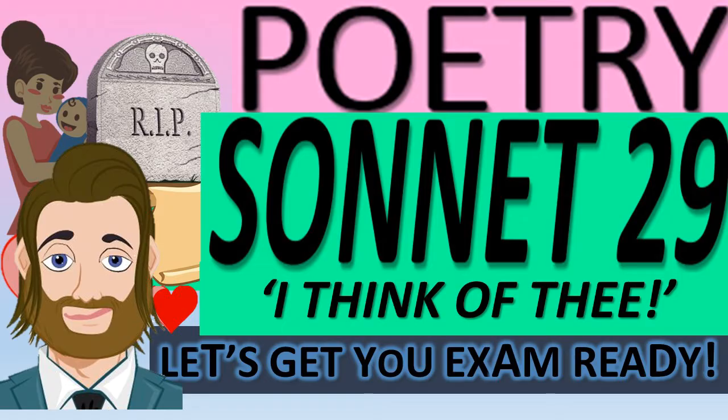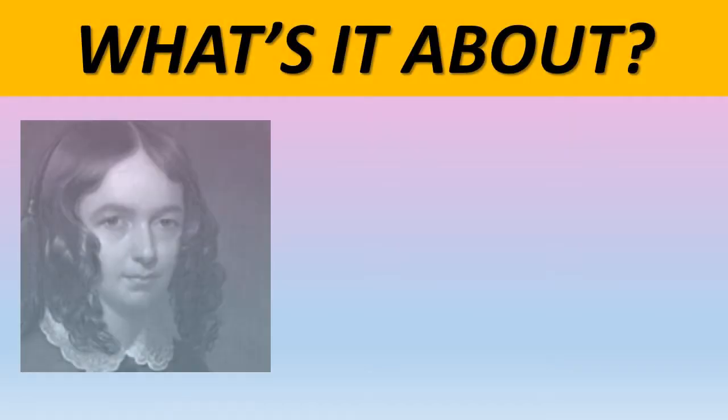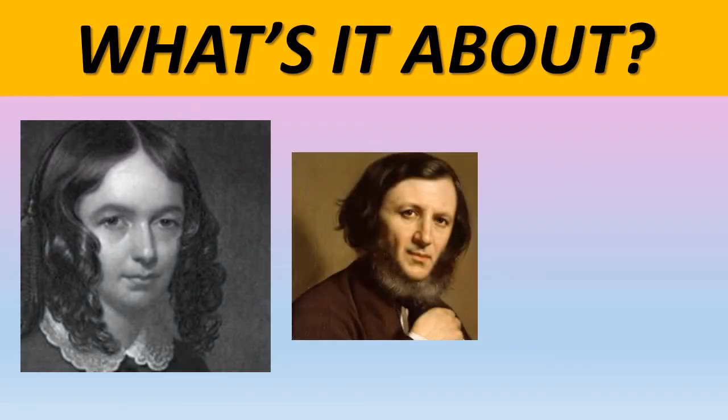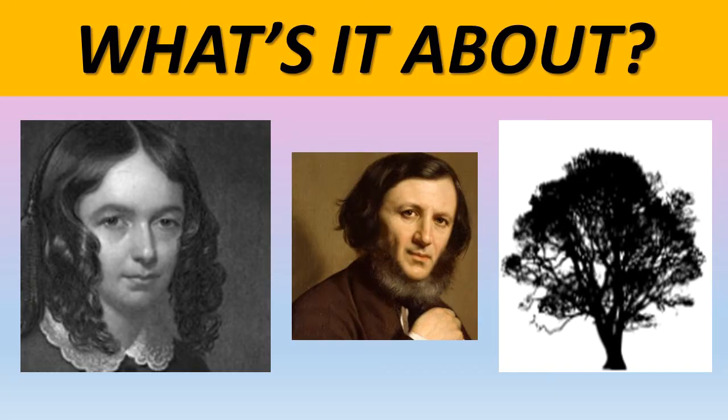Okay, Sonnet 29, I Think of Thee, my quick guide. So we're going to start by thinking about what the poem is about. It's written by Elizabeth Barrett Browning for her husband, Robert Browning, and in the poem, she uses an extended metaphor to compare him to a tree to explore her love for him.